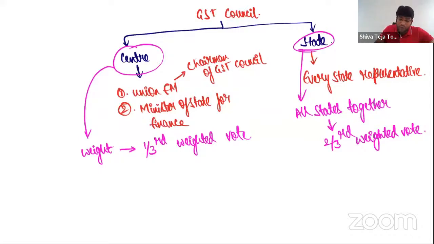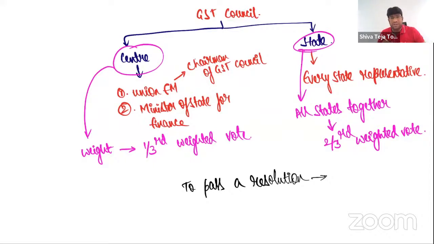But one great point to be noted, which I'm sure most of you are already aware of: to pass a resolution, that is, to take some decision, there should be a 3/4 majority. When I say 3/4 majority, that means 75% of them should accept it. Only then is the resolution passed.